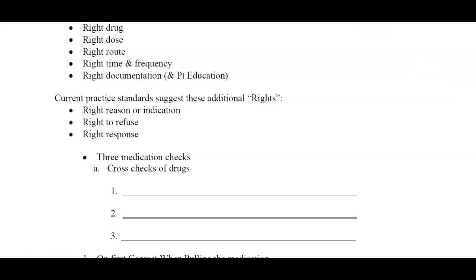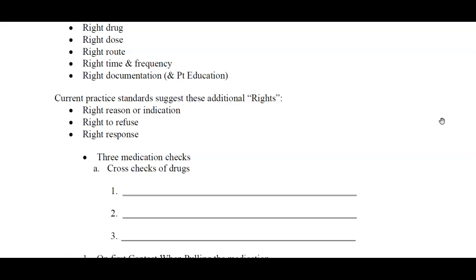In addition to remembering the 6 rights of medication administration, you also have to remember the 3 medication checks or cross-checks of drugs. So the 3 times that you're going to be checking for those information, or for as many information as possible, in order to make sure that you are administering the drug safely. So there's 3 medication checks.